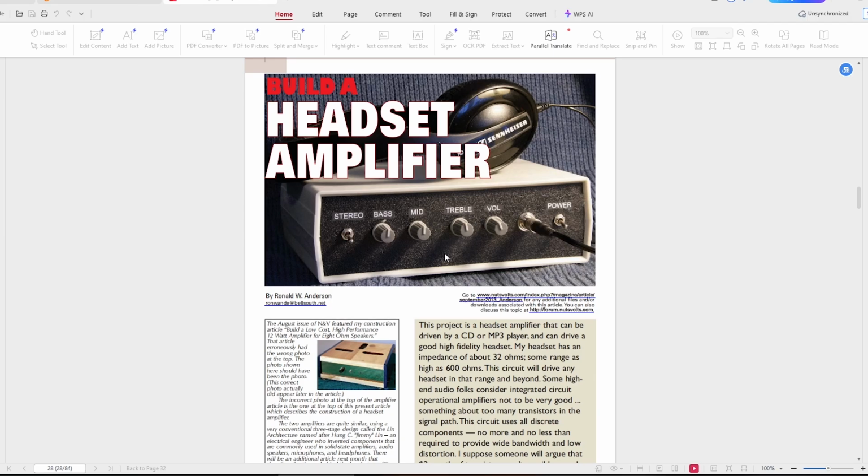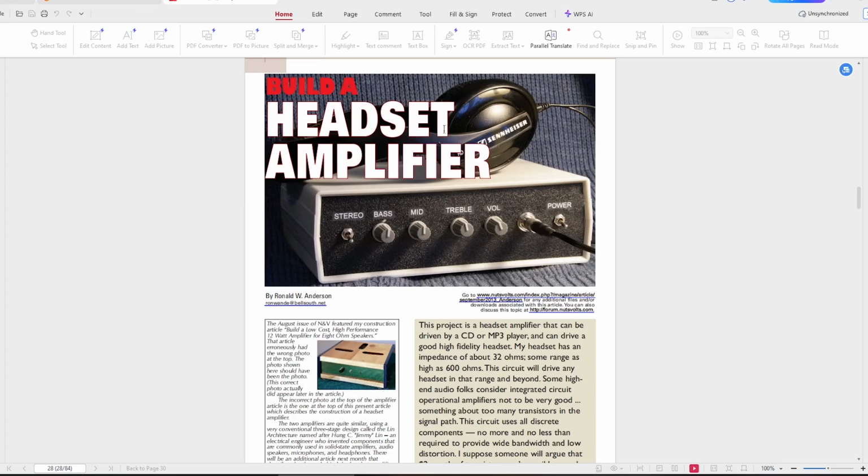Anyway, today I'm going to be looking at an interesting project that someone in the comments on a previous video brought up. Have I ever seen this? And I said no. So I went and checked it out. We're going to be looking at a discrete headphone amplifier designed by a guy named Ronald W. Anderson, and this was published in a magazine called Nuts and Bolts in September 2013.